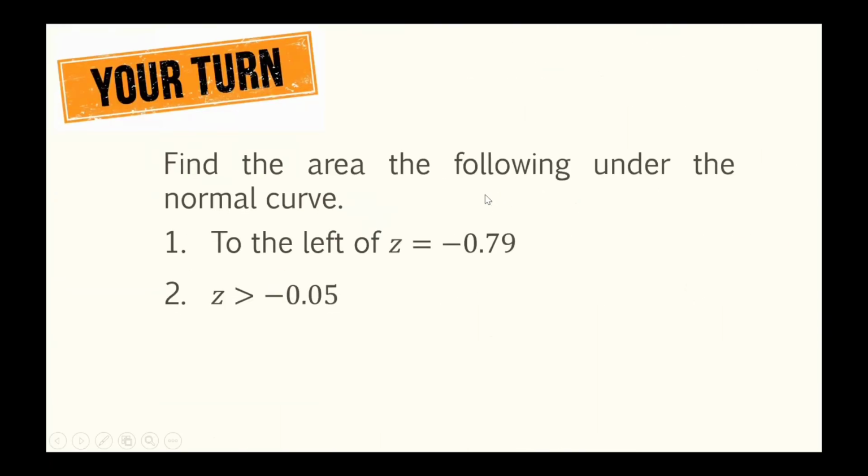Now, it's your turn. Find the area of the following under the normal curve. Number 1. To the left of z equals negative 0.79. Number 2, z is greater than negative 0.05.